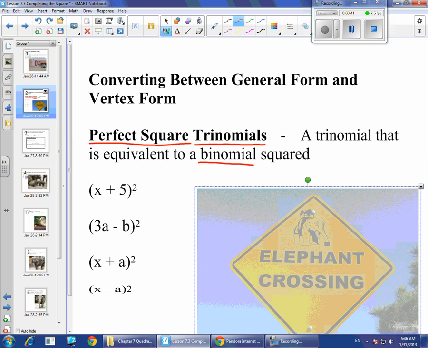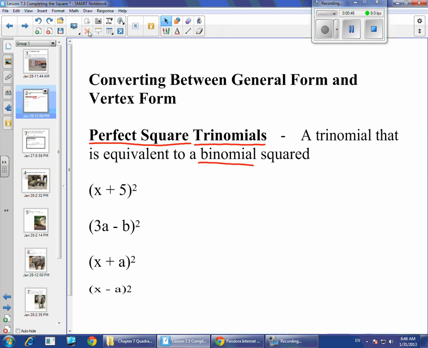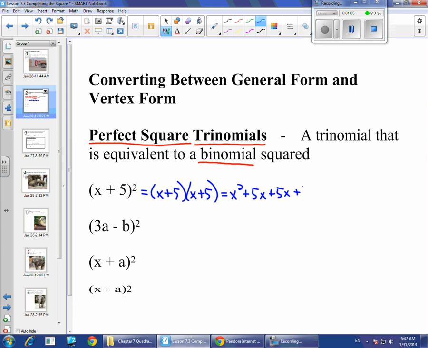So if you take a look at these four that I have up here, this is stuff you did back in algebra. If I want to square x plus 5, that's the same as x plus 5 times x plus 5. Then you would distribute. You get x squared plus 5x plus 5x plus 25. So altogether, combining like terms, x squared plus 10x plus 25.